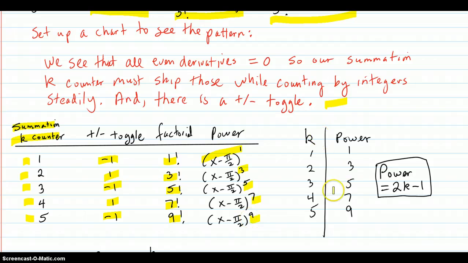Okay, so just to get the power relationship to the k counter, here's the k counter, 1, 2, 3, 4, 5. Here's the power, 1, 3, 5, 7, 9. So a little bit of reasoning there results in the power is 2k minus 1. So for example, if k is 5, 2 times 5 is 10, minus 1 is 9. It's all working.